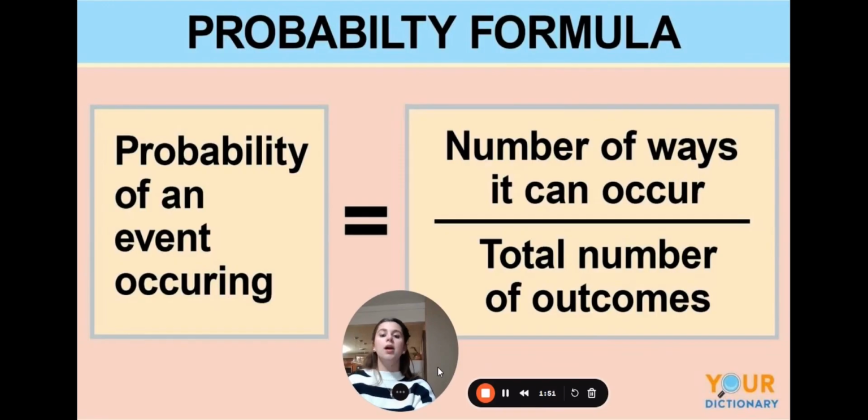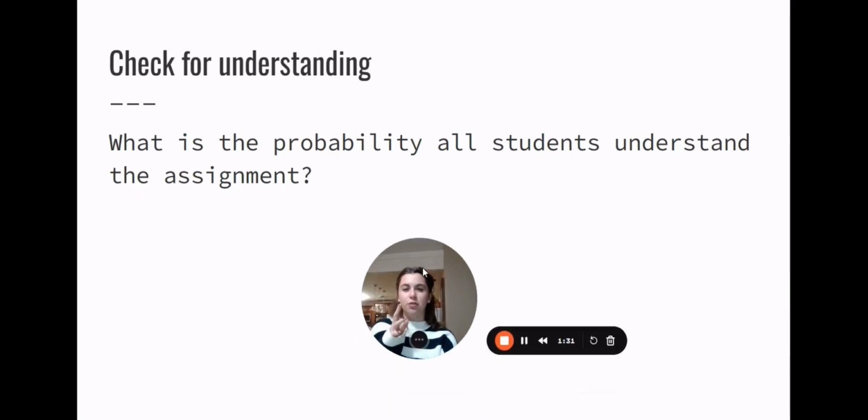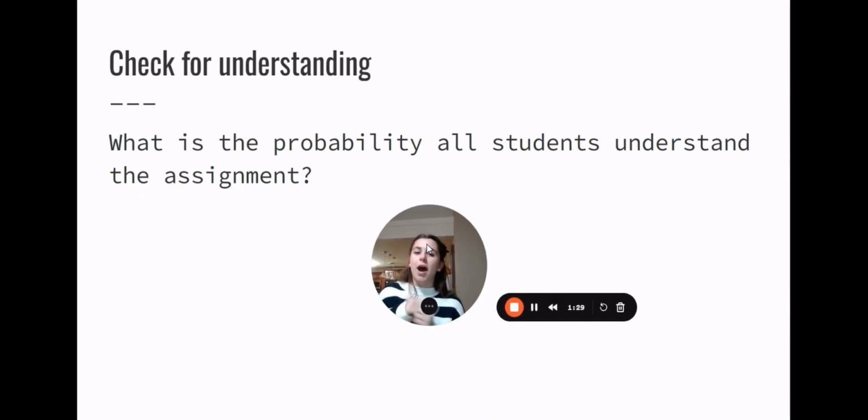Here is the probability formula that I picked out that they could just write down so they have it in their brains, and then we could go over it more later. It is: probability of an event occurring equals the number of ways it can occur over the total number of outcomes.